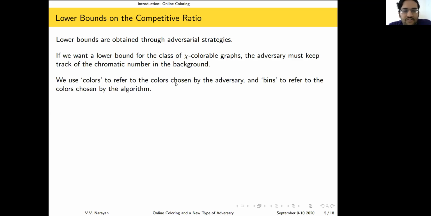So we use colors to refer to the colors chosen by the adversary in the background, and bins to refer to the colors chosen by the algorithm. Nearly all of the lower bound techniques for chi-colorable graphs follow this strategy, this common theme.